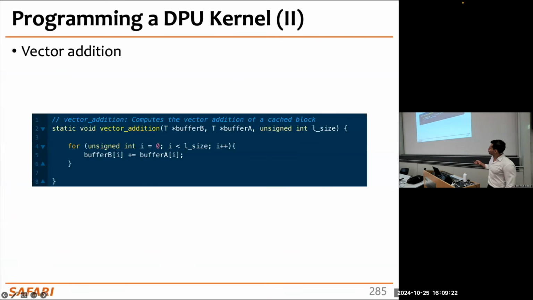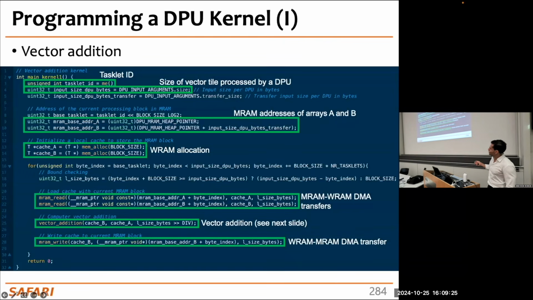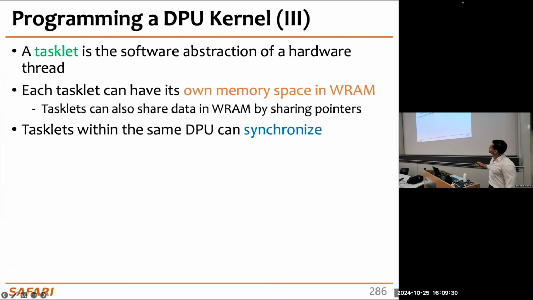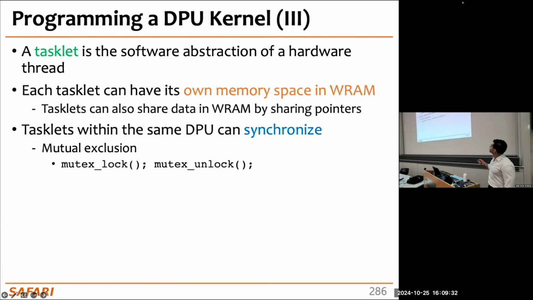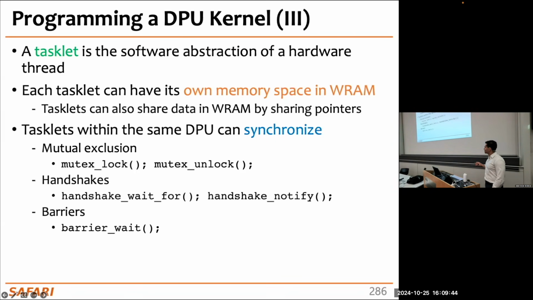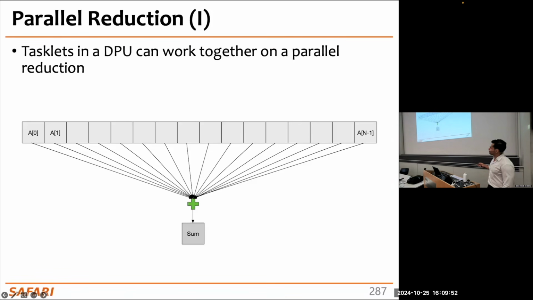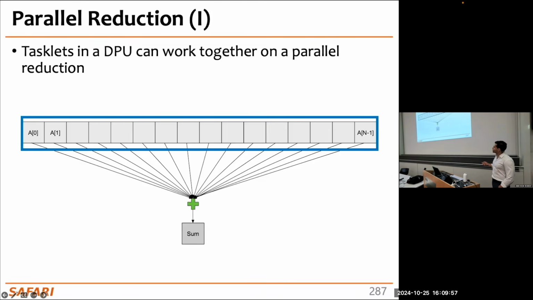So finally, what is left for you to do is to launch the kernel. So vector addition here, and this is just a vector addition operation. Also you can synchronize the different tasklets using some synchronization routines that the SDK provides, and those are mutexes, handshakes, barriers, and semaphores. And you need to use those synchronization primitives if you are implementing something like a parallel reduction, where tasklets are going to work together on a parallel reduction operation.